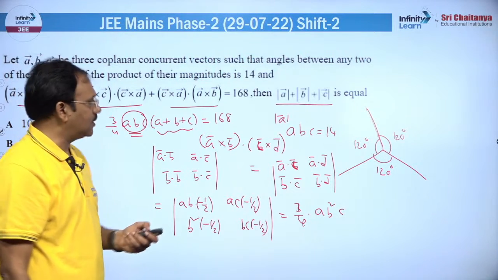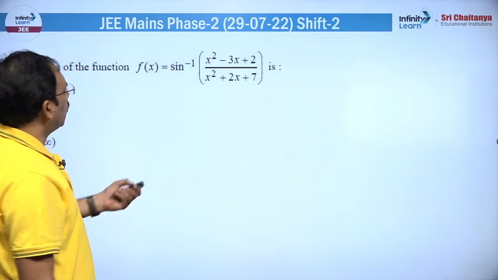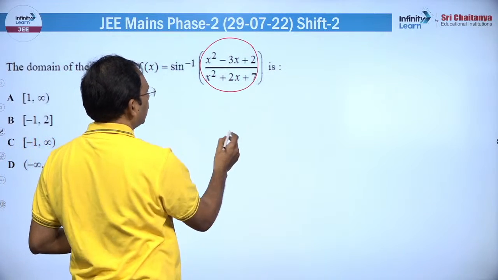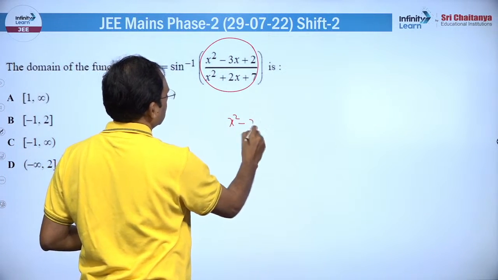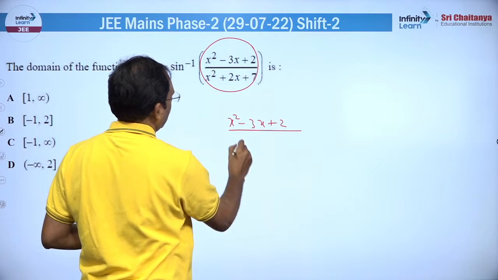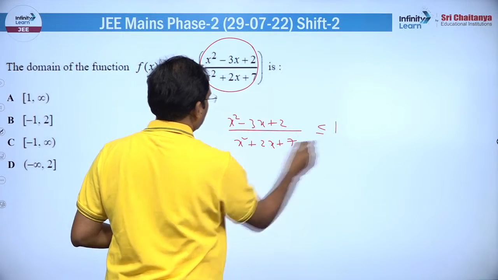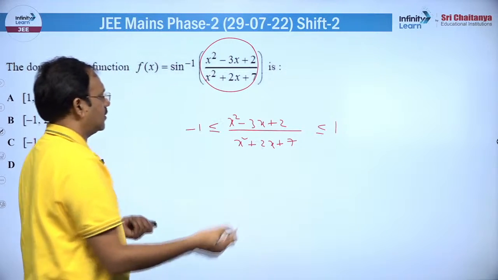If you apply this definition, you will get the answer easily. Next, friends, the domain of this function, very simple, you just apply input of this is going to be x square minus 3x plus 2 by x square plus 2x plus 7 must be between minus 1 to 1, that is it.